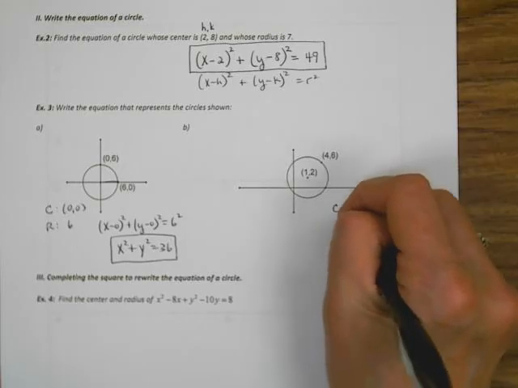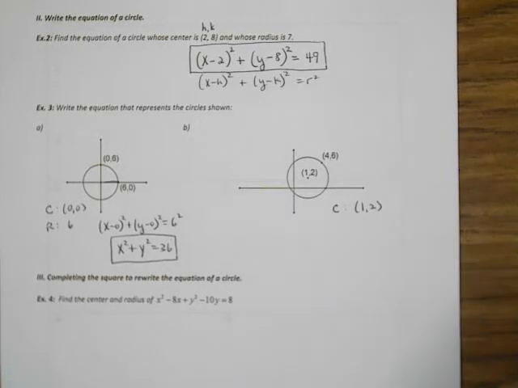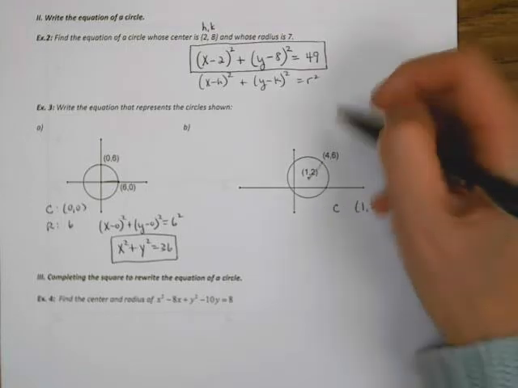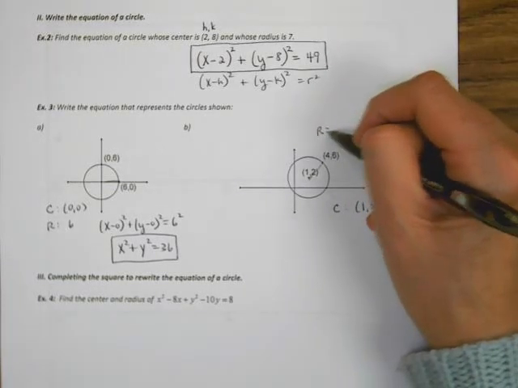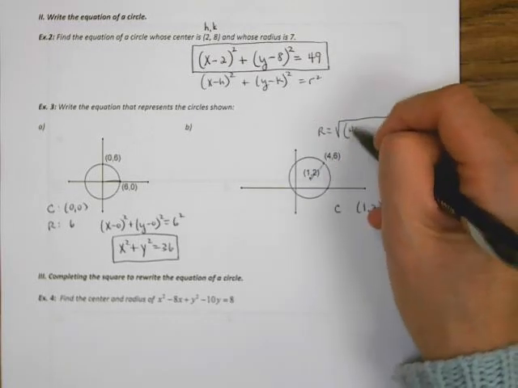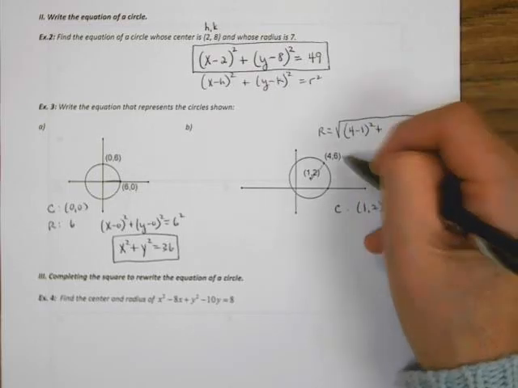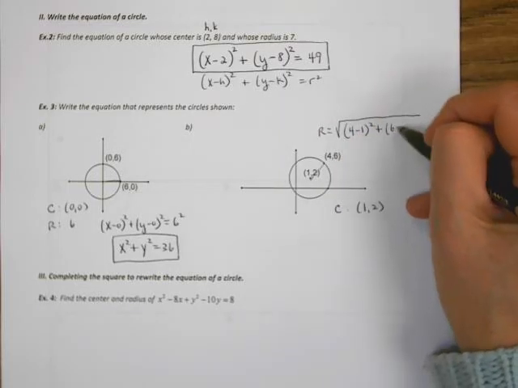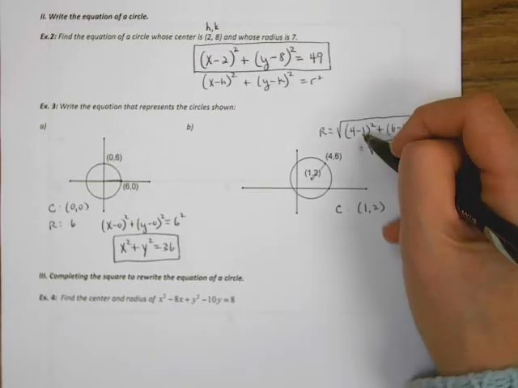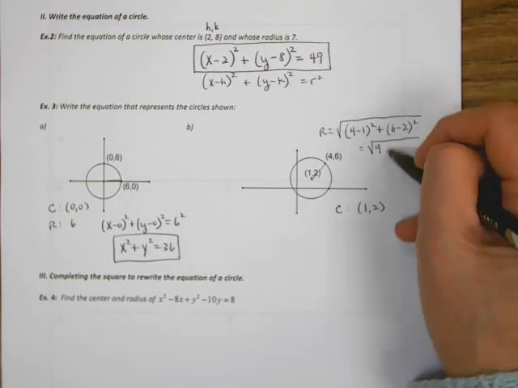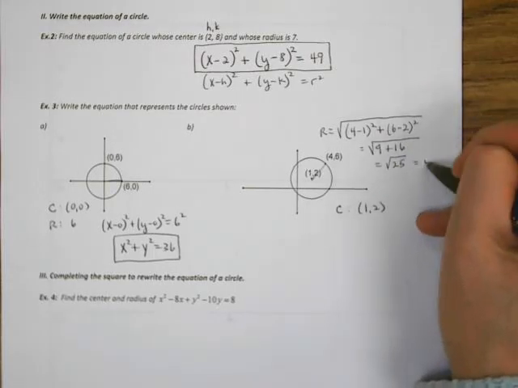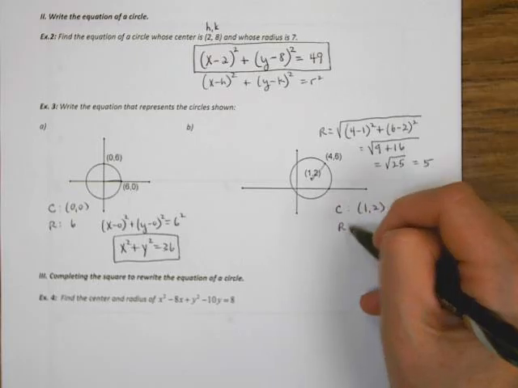Here my center is at (1, 2). My radius, well, I don't see the radius, but I know I can use the distance formula to calculate it. So the radius would be the square root of (x minus x) squared plus (y minus y) squared, 6 minus 2 quantity squared. So yes, you can't forget the distance formula. That's 3 squared is 9. That's 4 squared is 16. That's the square root of 25, which is 5. So my radius is 5.